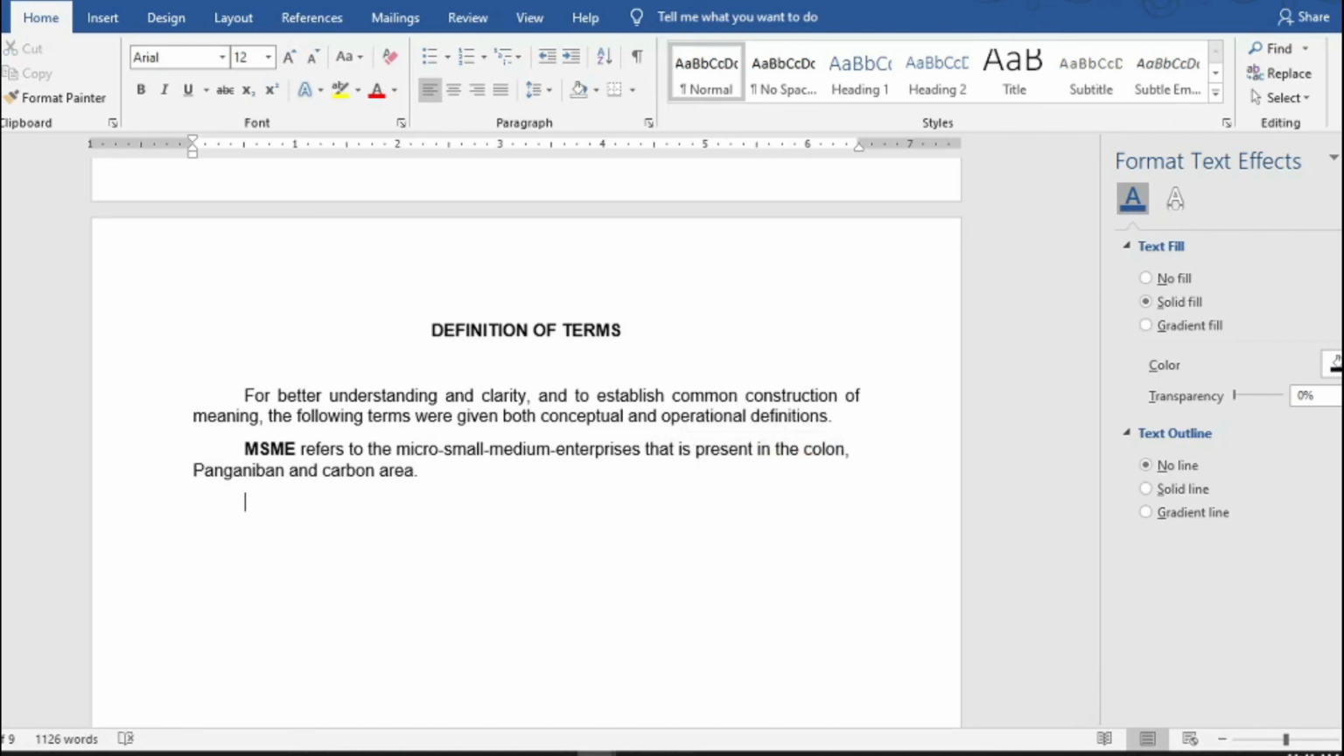That's it for term number two. Then you define the next terms. That is how you make the definition of terms. I hope you learned something. If you missed something, you can watch this video again. The most important thing is that you now have the structure and the idea of how to make your thesis. Thank you very much for watching.